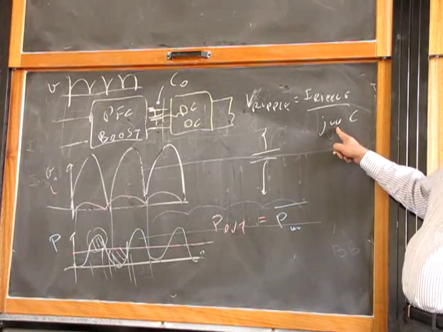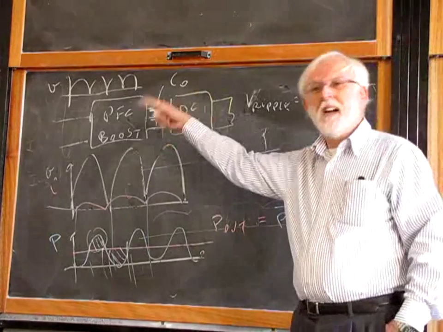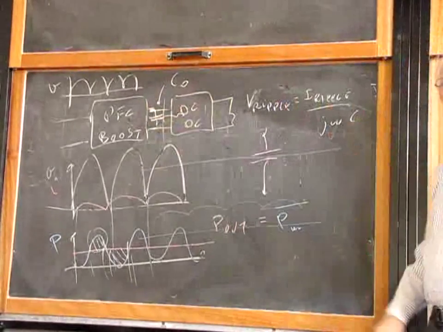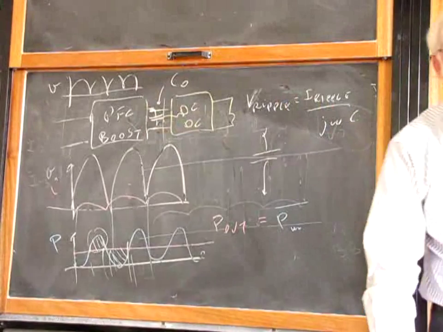2 pi. The ripple frequency, that means 2 times the line frequency, and you get exactly the same result.